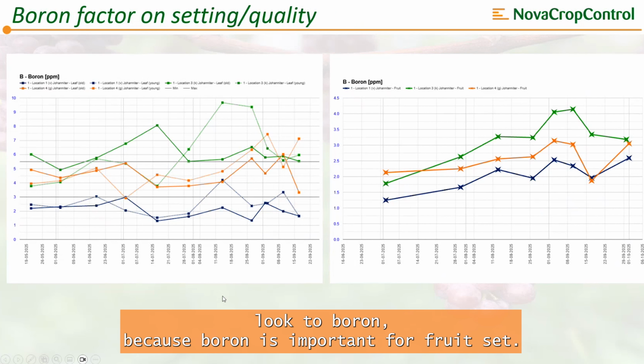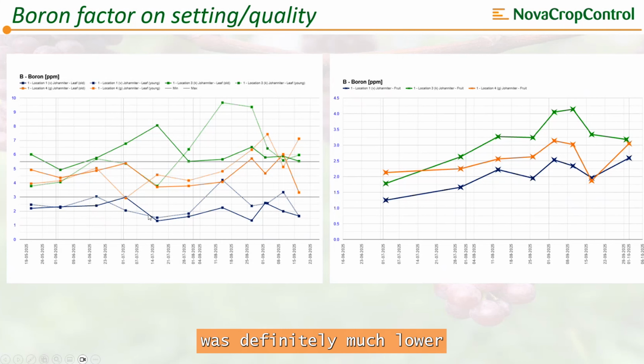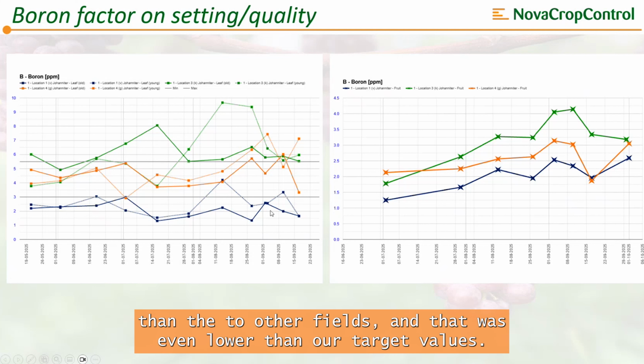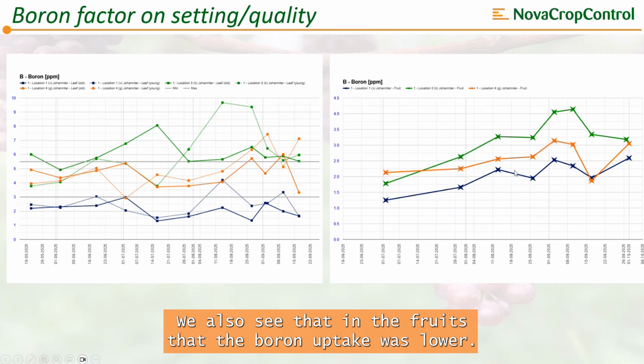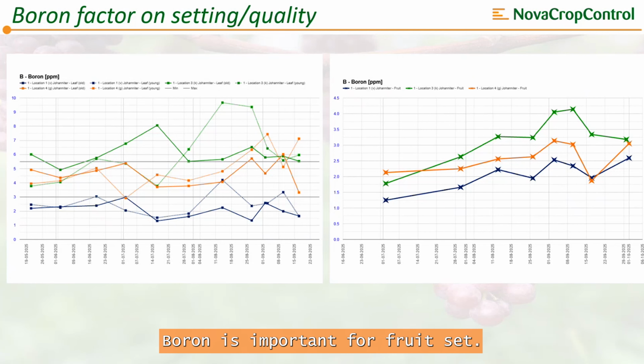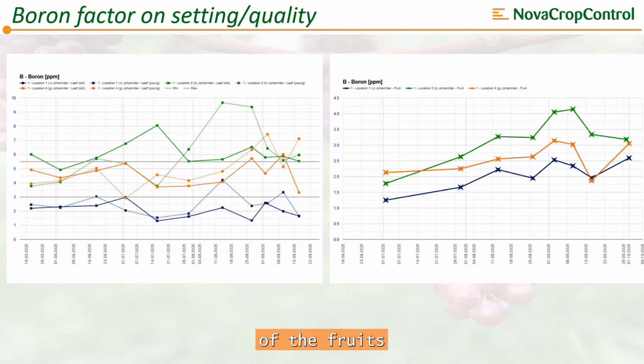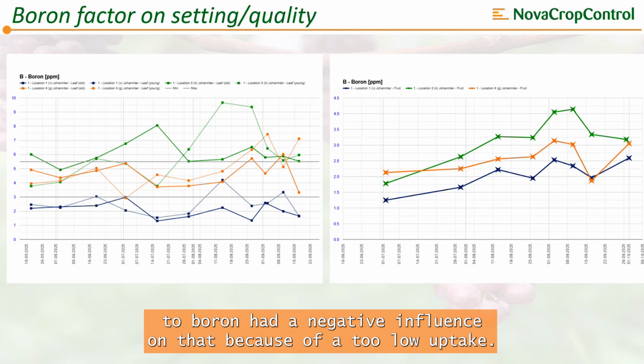And if we look at boron, because boron is important for fruit set, then it's interesting that the boron uptake on location V was definitely much lower than the two other fields, and it was even lower than our target values. We also see in the fruits that the boron uptake was lower. Now, boron is important for fruit set, so that could be a reason that in the further development of the fruits, the boron had a negative influence because of that too low uptake.